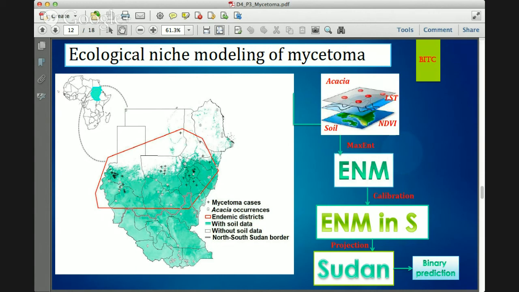But in this case, we predicted the Mycetoma model based on land surface temperature, the normalized difference vegetation index, and soil. Okay, and we also included the variable for acacia in the model.